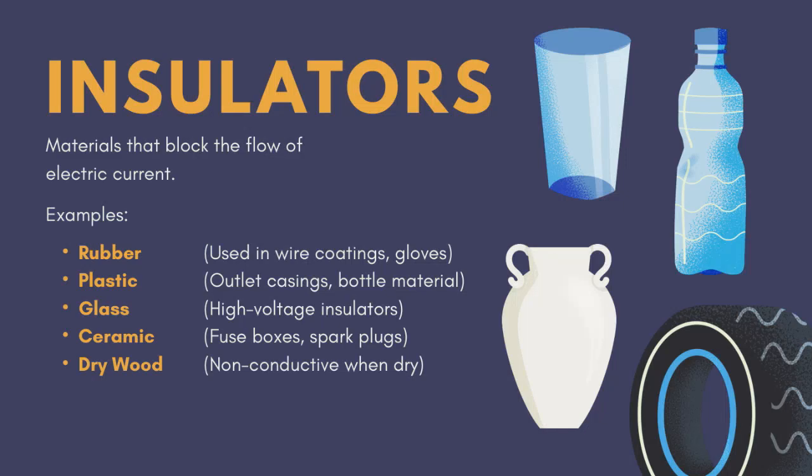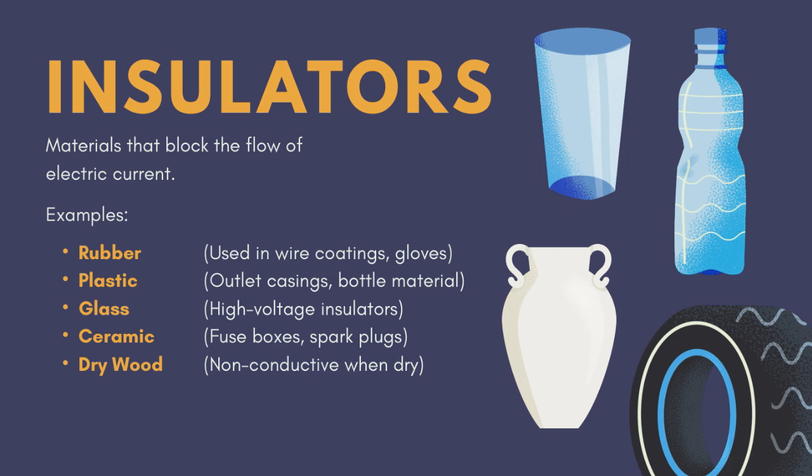Let's take a closer look at insulators and their important role. These materials are used in many everyday items, such as wire coatings and gloves, to prevent electric shocks. You'll also find them in outlet casings and bottle materials, where safety is crucial. High-voltage insulators are essential in power lines to keep electricity contained and prevent leaks. They are also used in fuse boxes and spark plugs, ensuring safe operation of electrical systems.